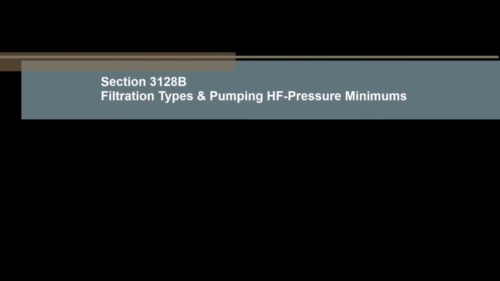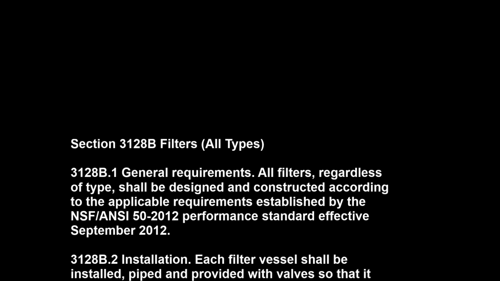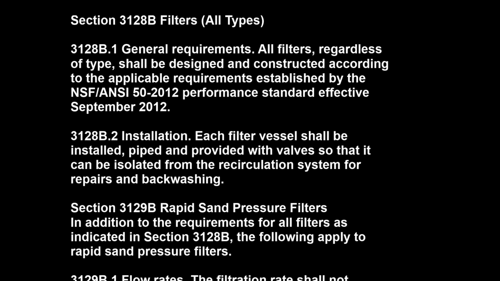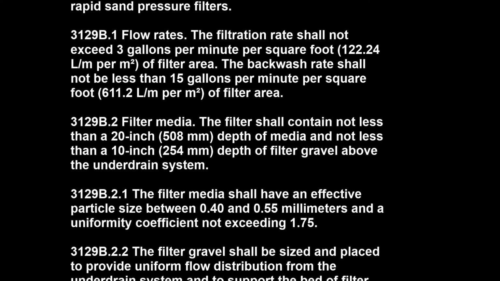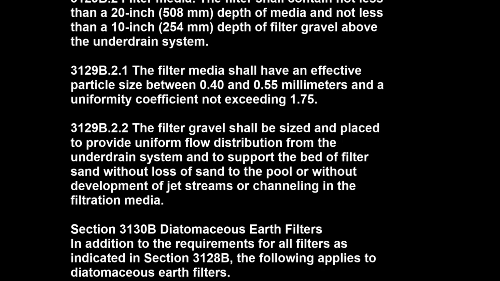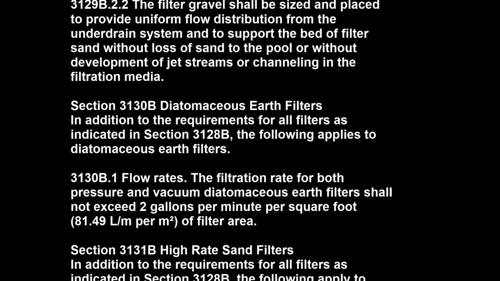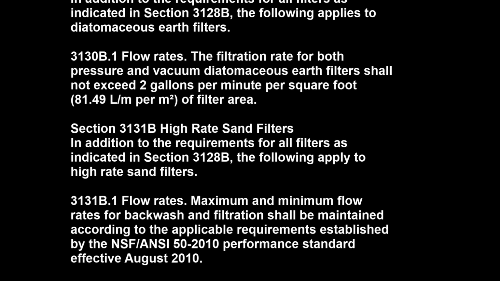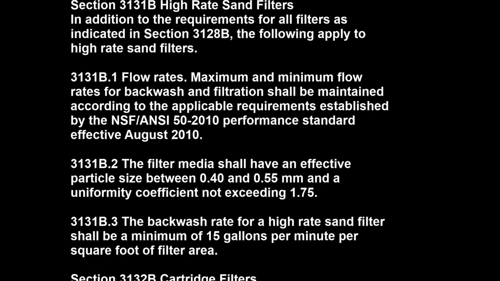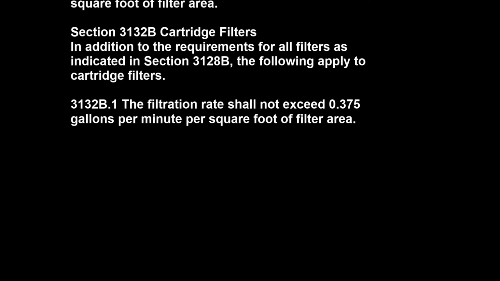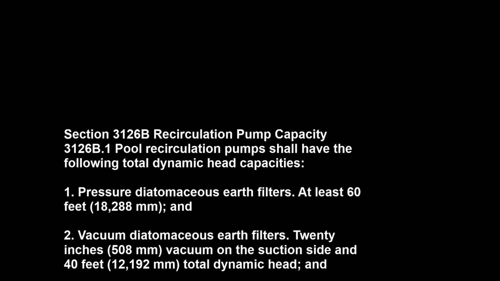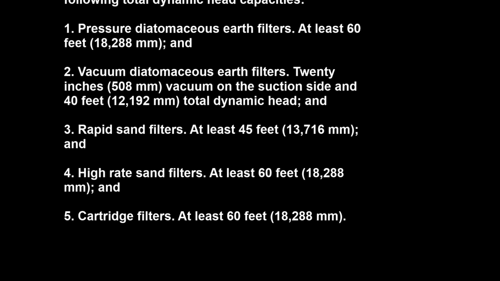Section 3128B addresses all types of filters and prescribes the applicable requirements for each that has been established by the NSF ANSI Performance Standard, effective September 2012. Section 3128B calls out the allowable filtration rate per square foot of filtering area for each different type of filter, and Section 3126B calls out the recirculation pump capacity.